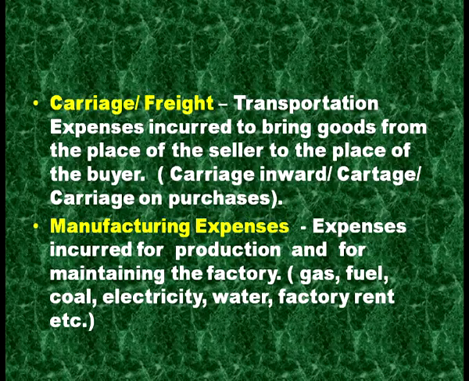Next is carriage or freight. Transportation expenses incurred to bring goods from the place of the seller to the place of the buyer are called carriage or freight. Manufacturing expenses: expenses incurred for production and for maintaining the factory, for example, gas, fuel, coal, electricity, water, factory rent, etc., are called manufacturing expenses.